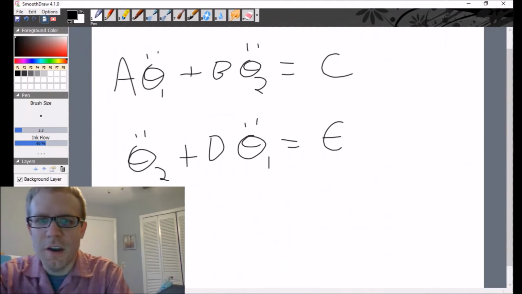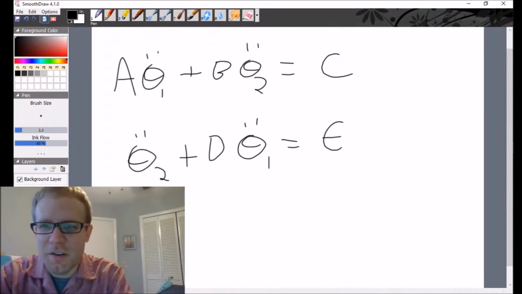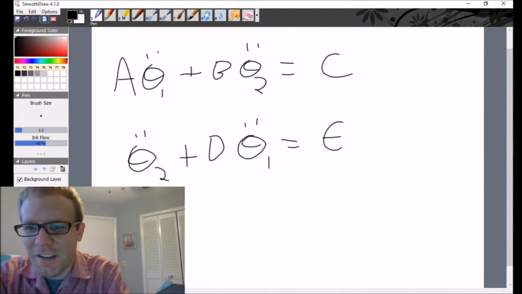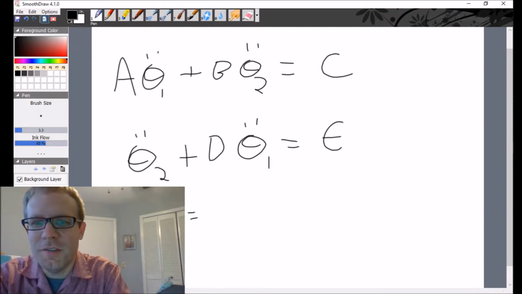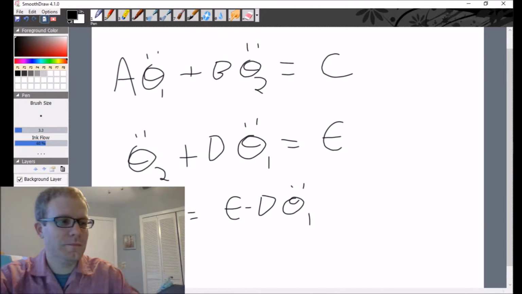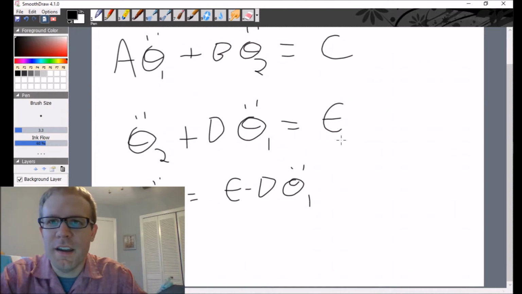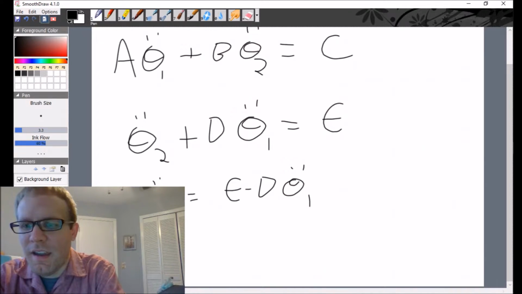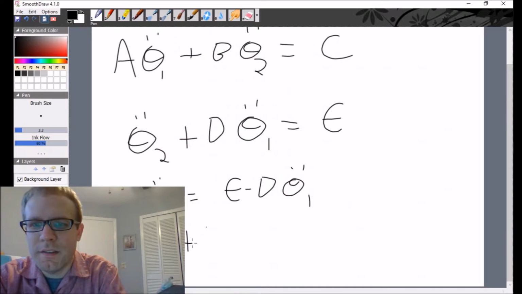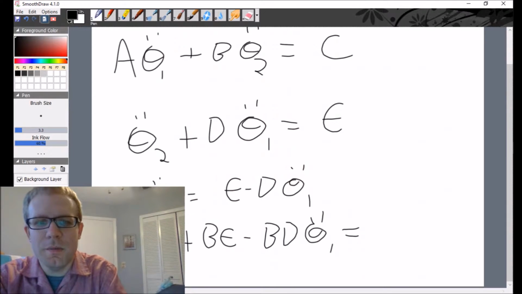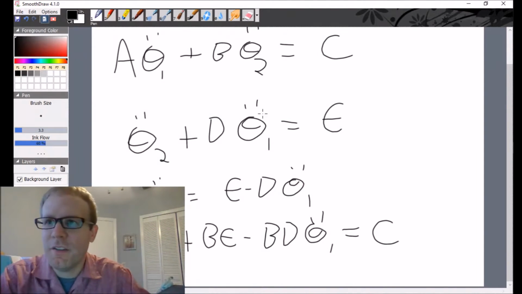Okay, so it gets rid of some of the scariness of it, some of the complexity. So we've got theta double dot 2 is going to equal E minus D theta double dot 1. And so then up here, I just say I've got A theta double dot 1 plus BE minus BD theta double dot 1 equals C. And my handwriting is lovely, isn't it?